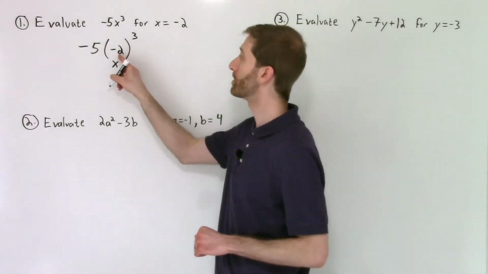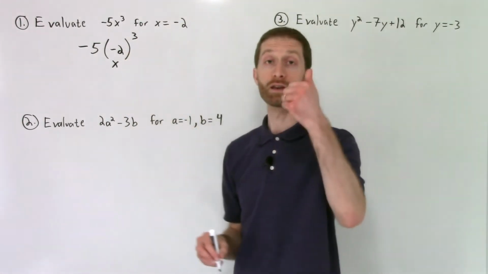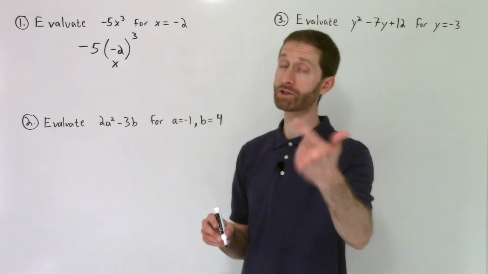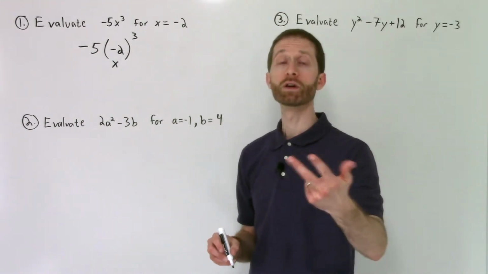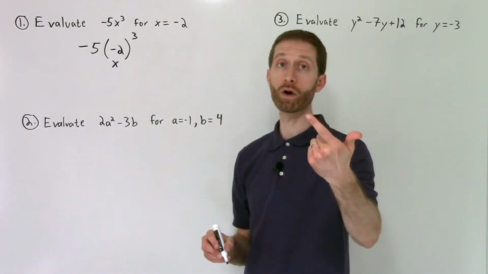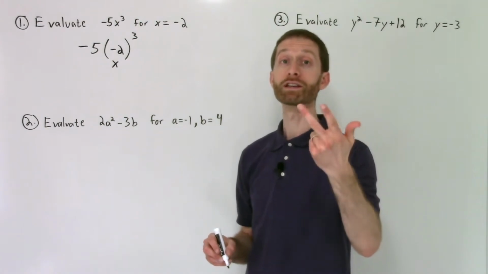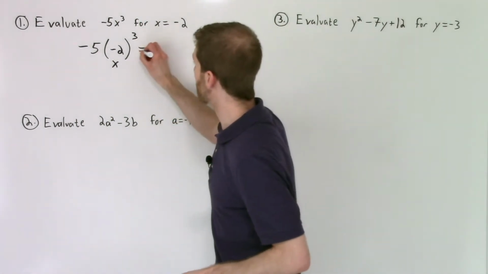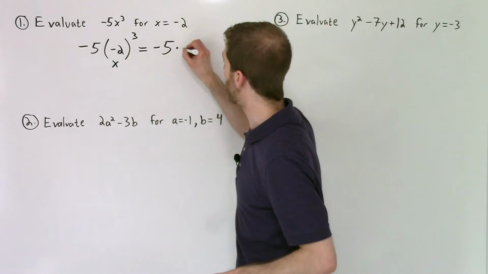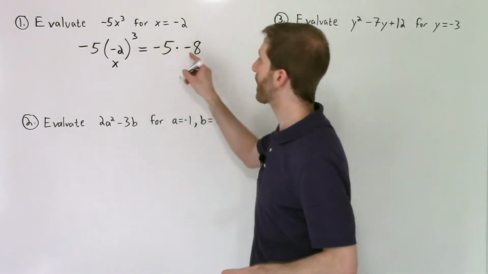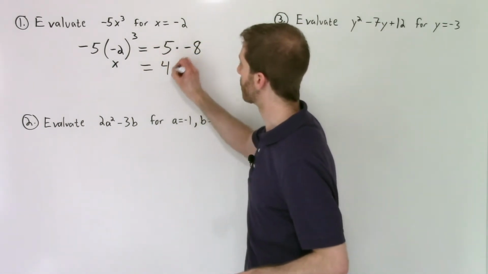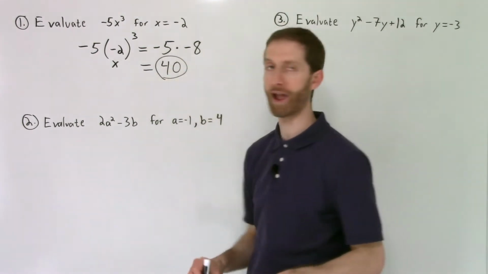So this says do -2 cubed. Well, that's -2 times -2 times -2, which is -2 and -2 is 4, times another -2 is -8. So this ends up being -5 times -8. A -5 times a -8 is a positive 40. And there you have your answer.